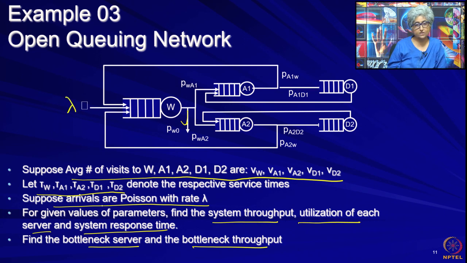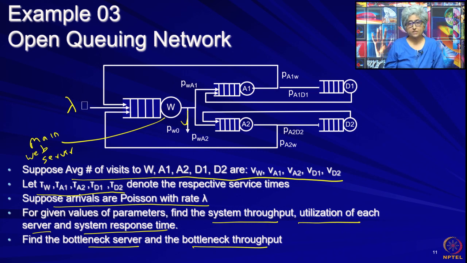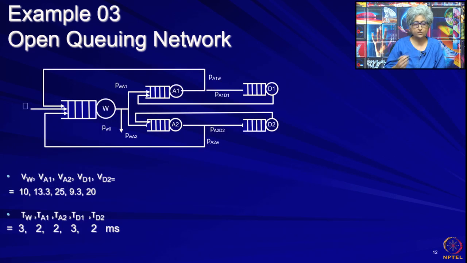So we have just one place where external arrivals come, and that is a very natural assumption that requests are all going to land at the front end web server, right. This is the main web server. So external arrivals obviously come to this main web server. So this is the symbolic setup. What are the values we are going to do this at? Let us assume that the average number of visits to each of these servers is given. It is 10 for the web server, 13.3 for application server 1, 25 for application server 2, 9.3 for database server 1 and 20 for database server 2. And the service times are as follows: 3 milliseconds for web server, 2 milliseconds for application server 1, again 2 milliseconds for application server 2, 3 milliseconds for database server 1 and 2 milliseconds for database server 2. Okay.